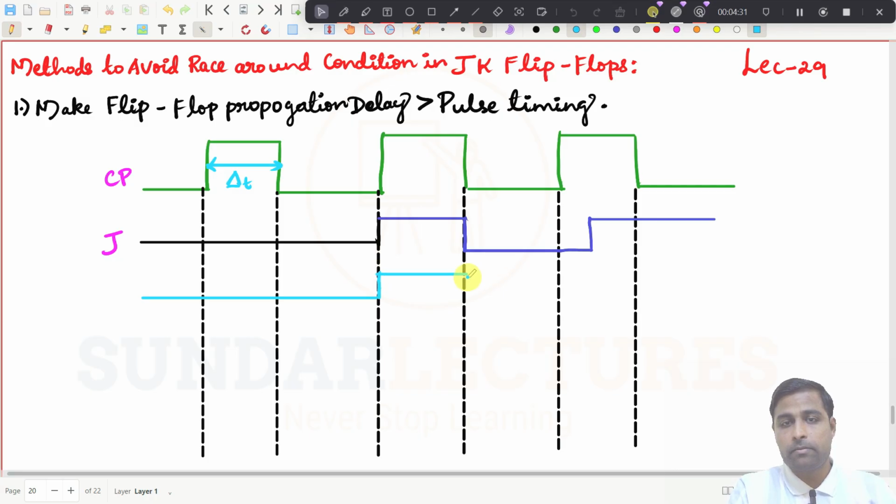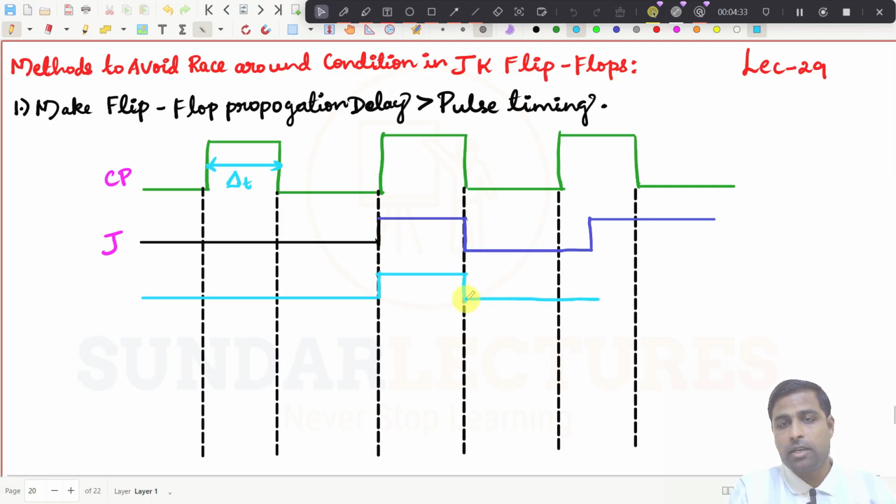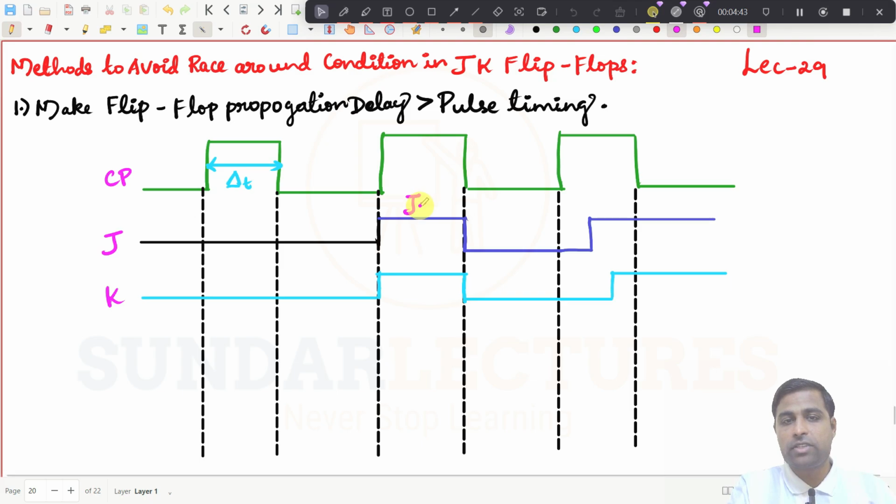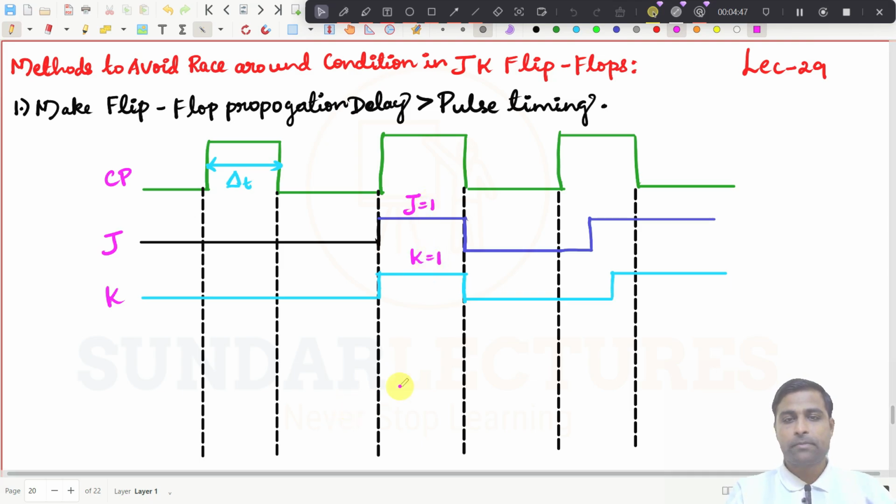It can be anything, but we are going to concentrate on this one. This is now K. Now the problem comes here. J is equal to 1 and K is also equal to 1. Whatever the output may be, I will draw the output in a different color. See, the output is here. It may be anything.